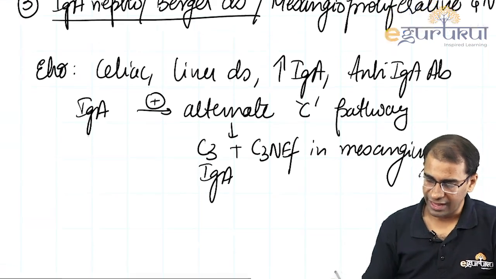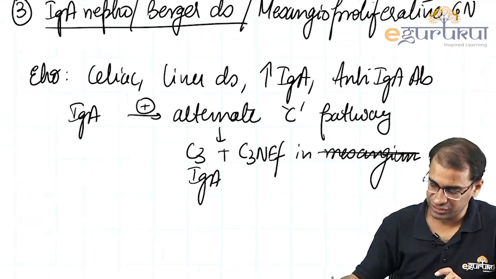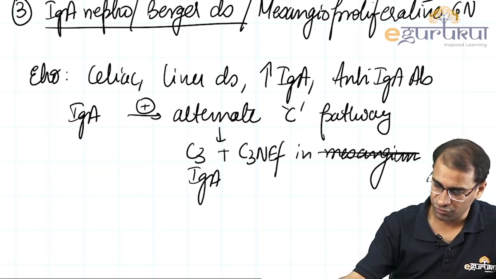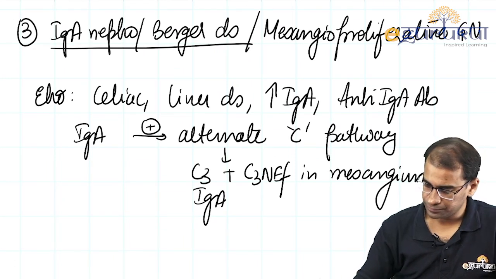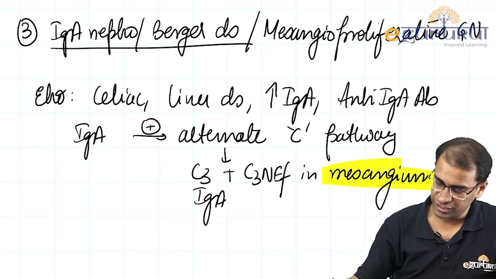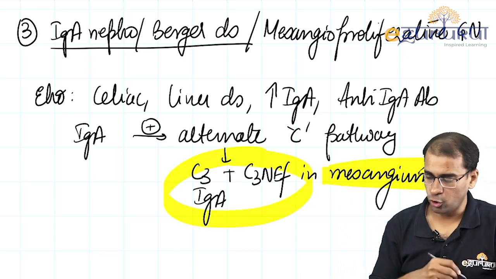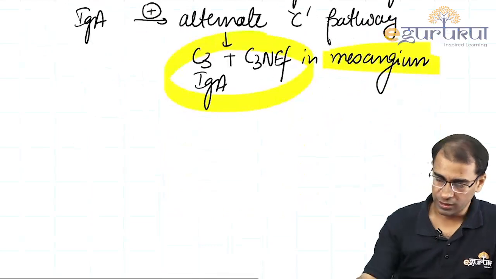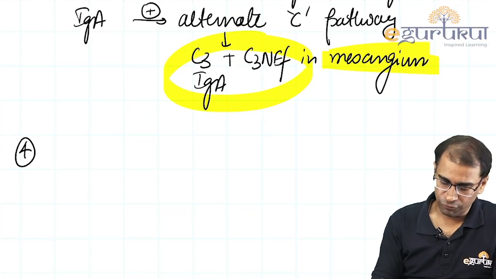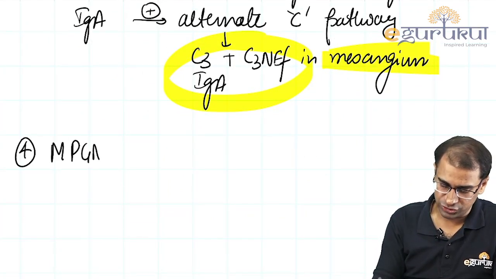So remember one thing, as soon as you see the word mesangium, it straight away becomes IgA nephropathy, C3 along with C3 nephritic factor called as properdin, okay. The fourth one is MPGN.